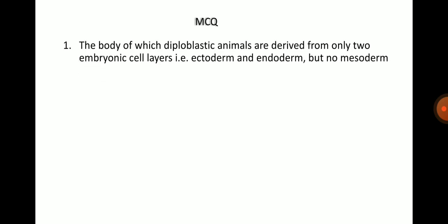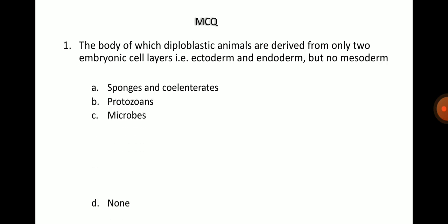So with this, I have concluded my lecture, and now let us discuss some multiple choice questions belonging to this particular lesson. The first question: the bodies of which diploblastic animals are derived from only two embryonic cell layers, that is ectoderm and endoderm, but no mesoderm? The answer options are sponges and coelenterates, protozoans, microbes, and none. The answer option A, sponges and coelenterates, is the correct one.